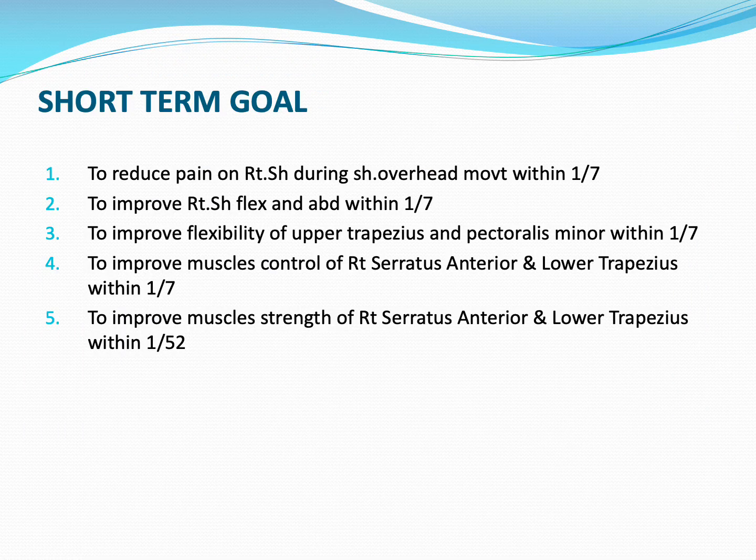This is my short-term goal for this patient. My first aim is to reduce pain on the right shoulder during shoulder overhead movement within 1 day. The second aim is to improve right shoulder flexion and abduction within 1 day also. The third one is to improve flexibility of upper trapezius and pectoralis minor within 1 day. The fourth one is to improve muscle control of right serratus anterior and lower trapezius within 1 day. The last one is to improve muscle strength of right serratus anterior and lower trapezius within 1 month.